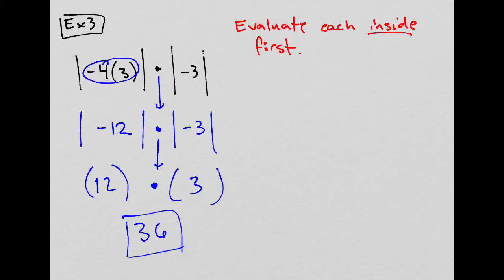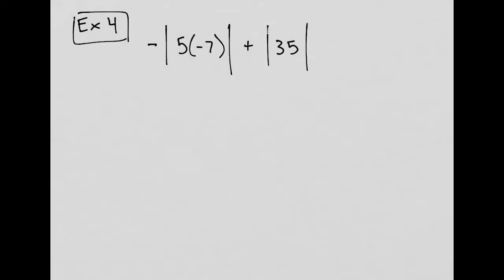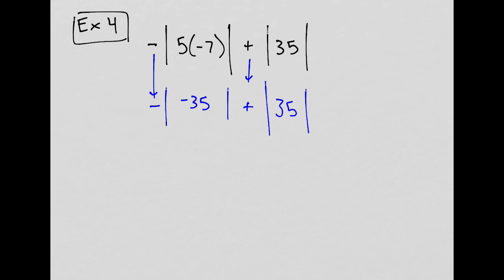Let's look at one more example. Okay. Again, start with the inside of the absolute value, just like parentheses. So 5 times -7. I'm not going to deal with the absolute value yet. I'll bring down the absolute values, but I'll do the inside. 5 times -7 is -35, and then I'll bring down the plus, and I did not evaluate this yet. And then I'll bring this negative down.